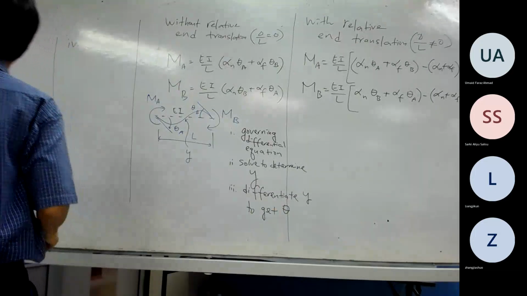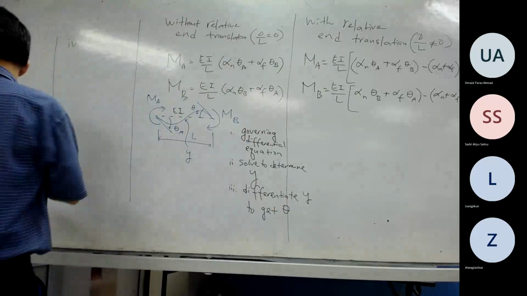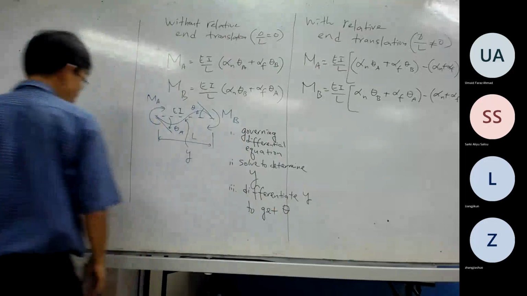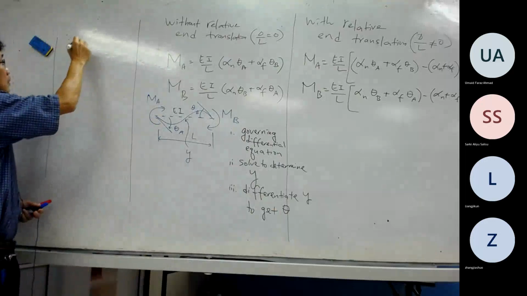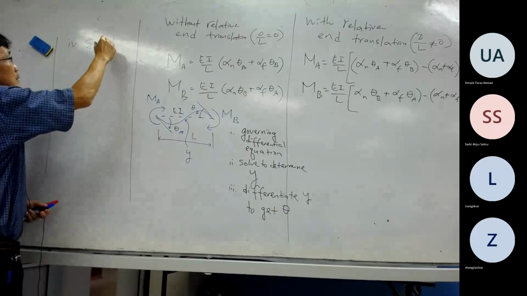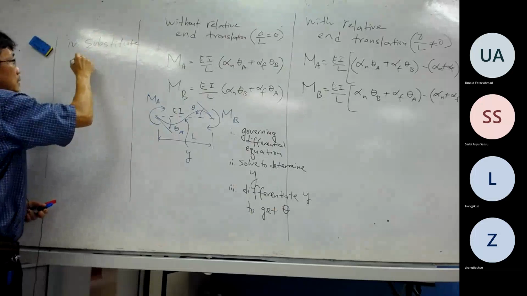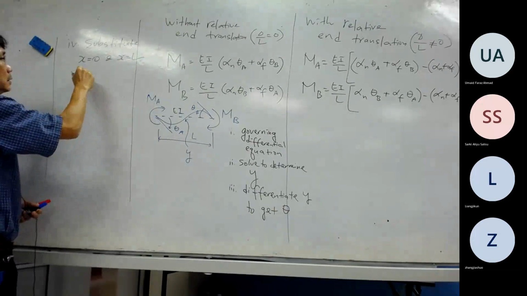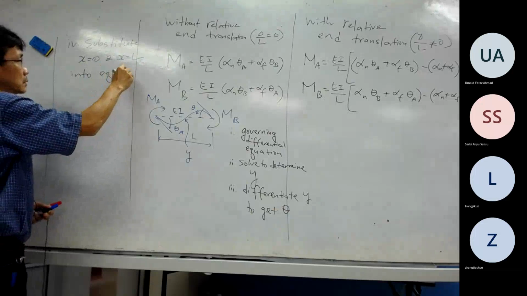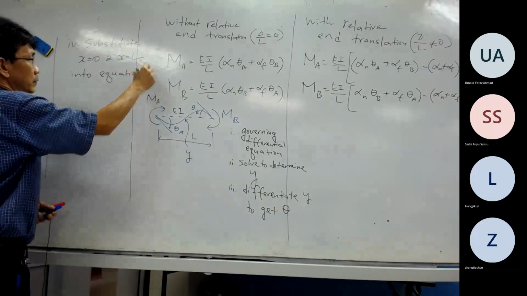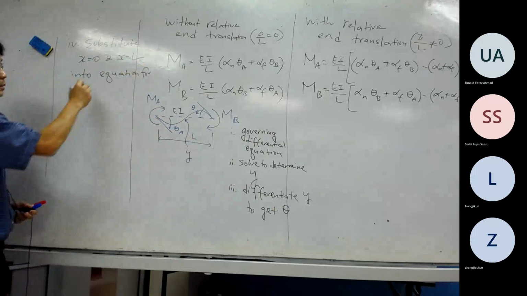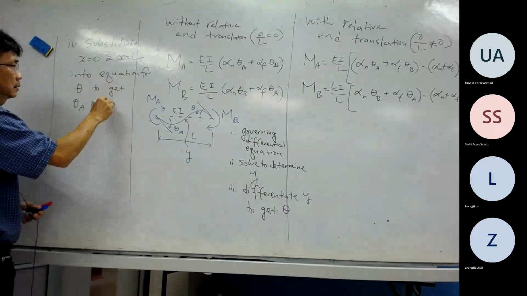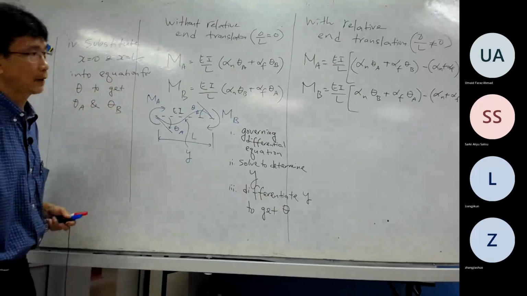So number 4, after you get this, will be to substitute x equals 0 and x equals L into the equations for theta to get theta A and theta B.